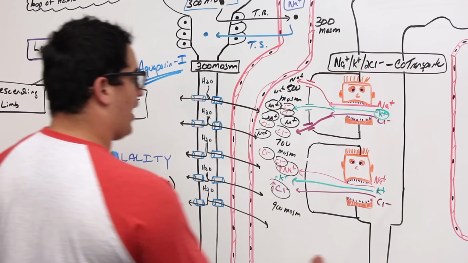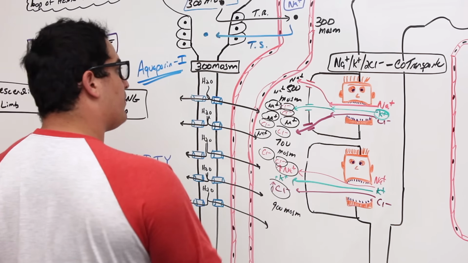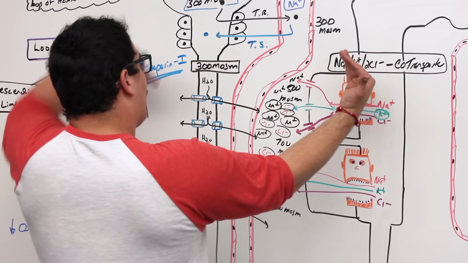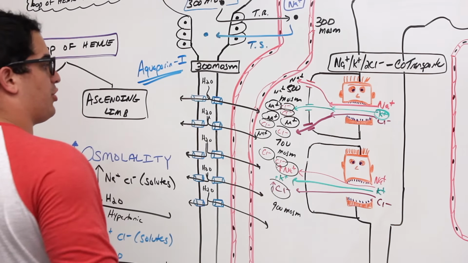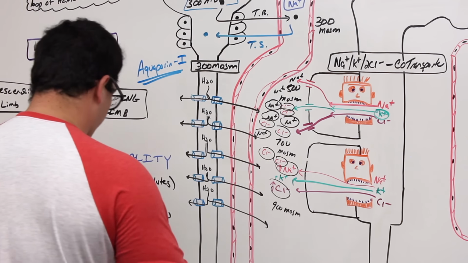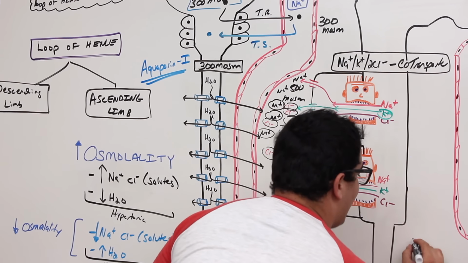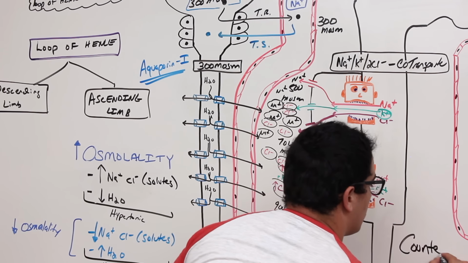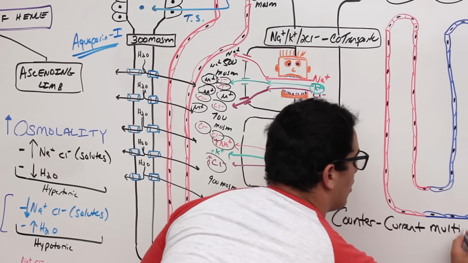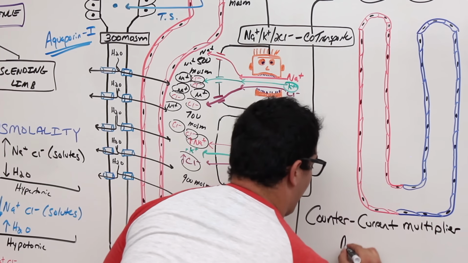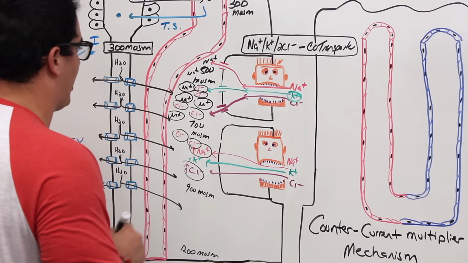What is that called? As the ascending limb is going up this way, it's pumping out sodium, potassium, and chloride. And while water is going down, water's following the salt out into that medullary interstitial space. That mechanism is called, it's right over here, the countercurrent multiplier mechanism. Okay, so one more time, let's explain the countercurrent multiplier mechanism.